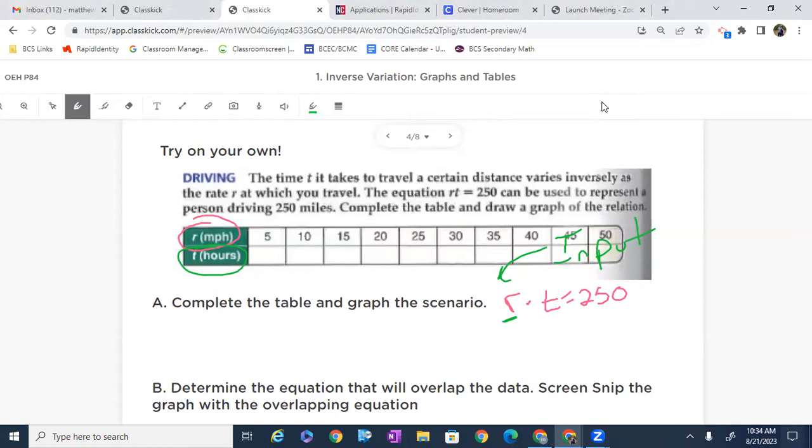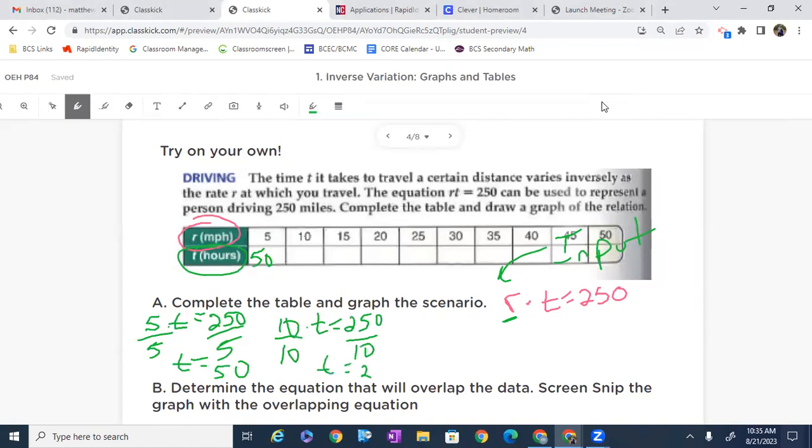I'm going to take r, which is 5, and plug it in for rate. I'm going to say 5 times t equals 250, and then divide by 5. t comes out to be 50. So this must be 50. Now let's go to 10. We go through the same process again: 10 times t equals 250, and we divide by 10. t must be 25.